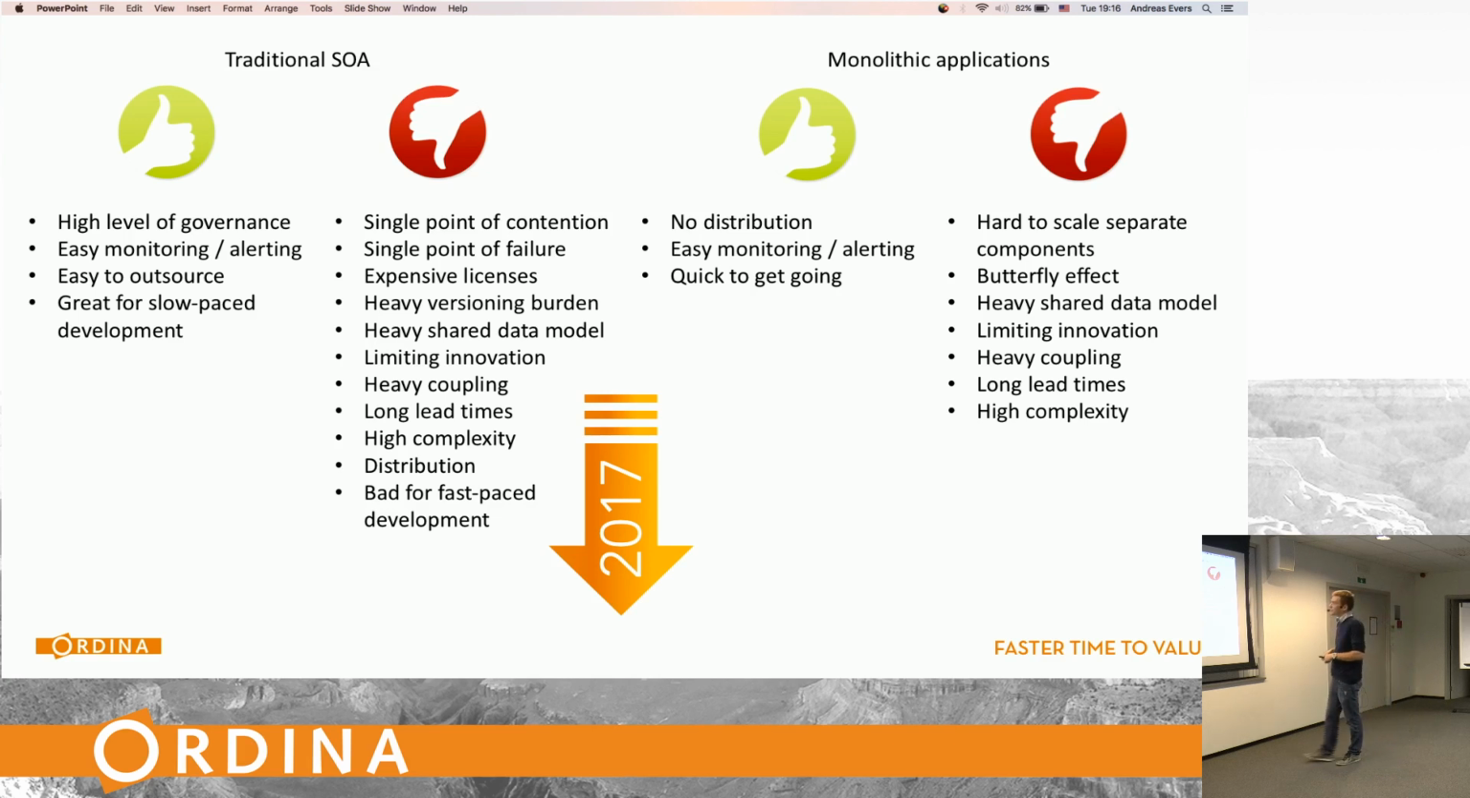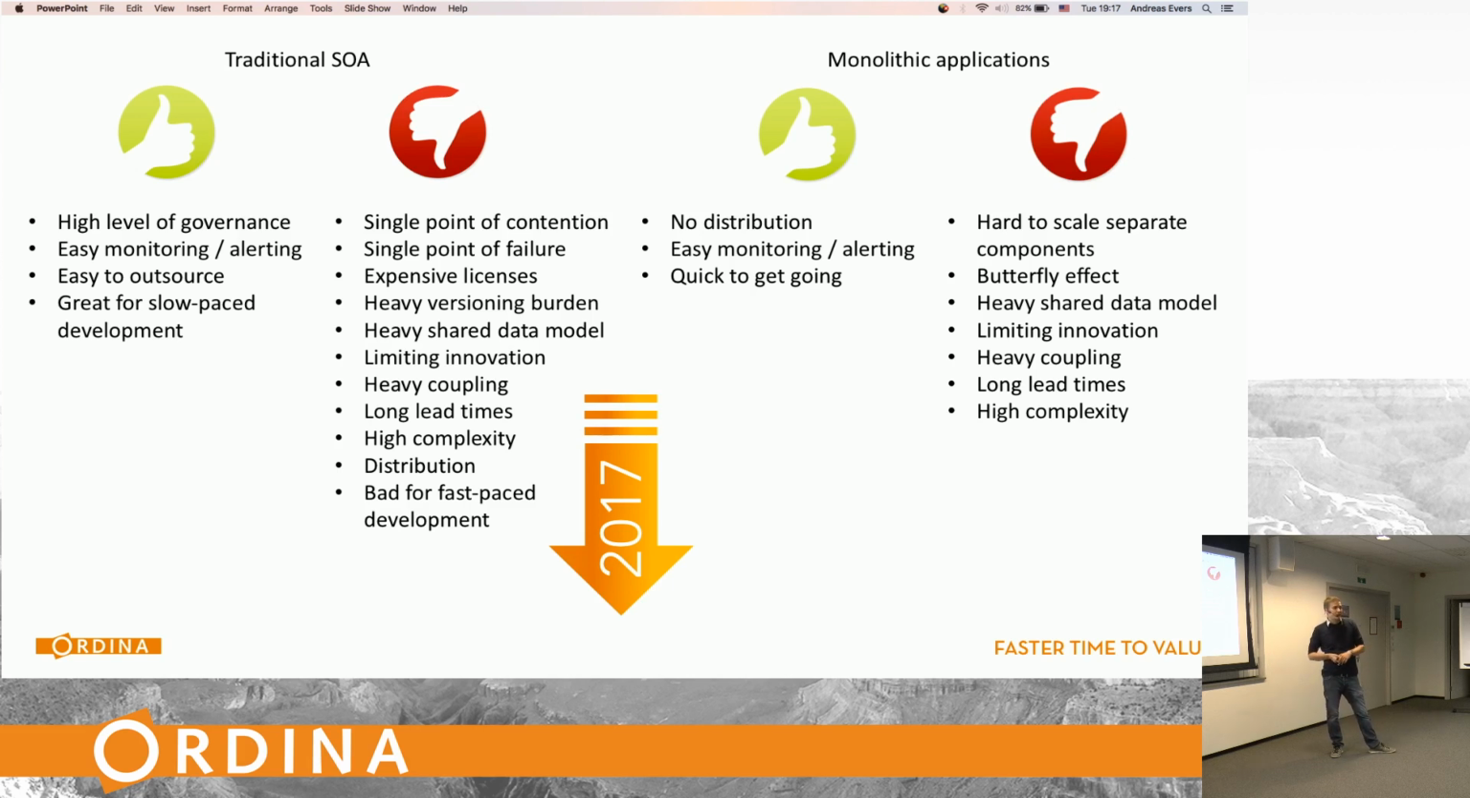Okay, traditional SOA, we've talked about this. The pro is obviously governance. You get a great view of what's happening in your system. You have strong contract checks. It's easy to monitor and alert on this because you just have this ESB where everything goes through, so seeing what's going on is easy. It's easy to outsource, right? Big companies like this, especially the big consultancy companies.